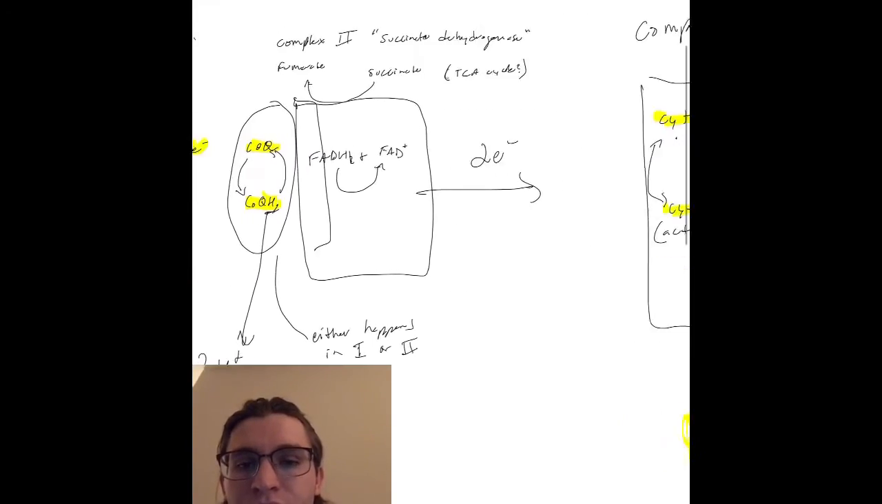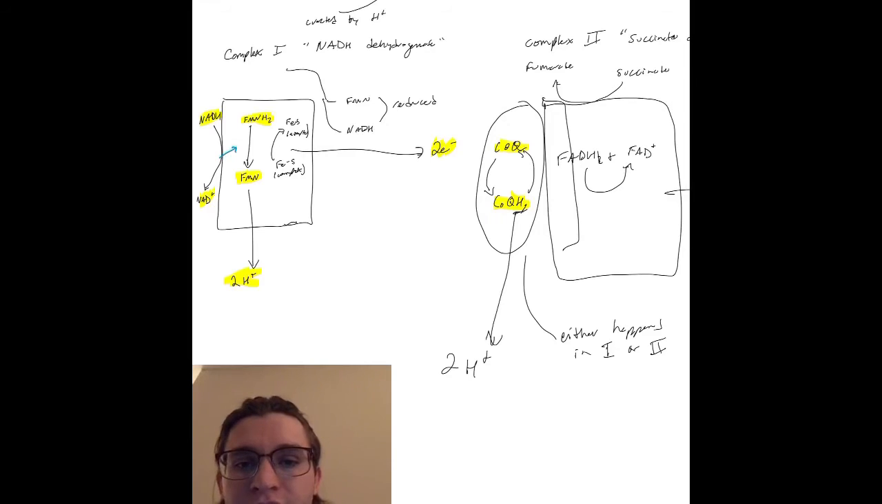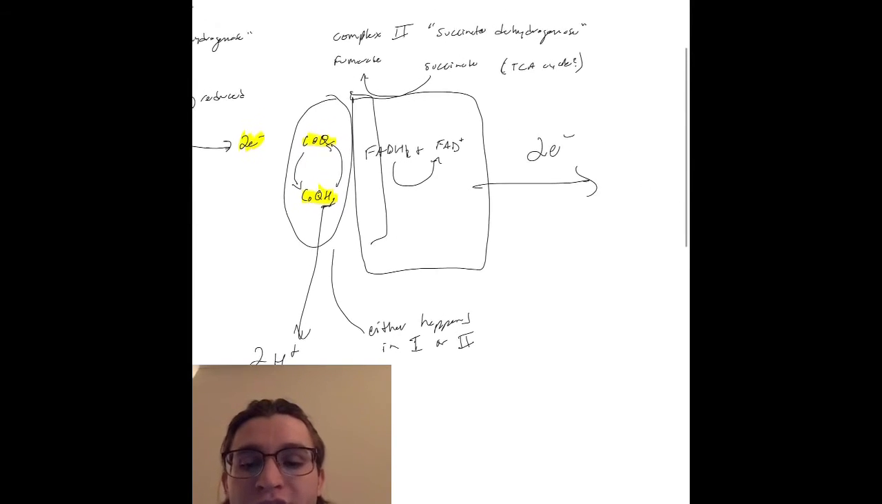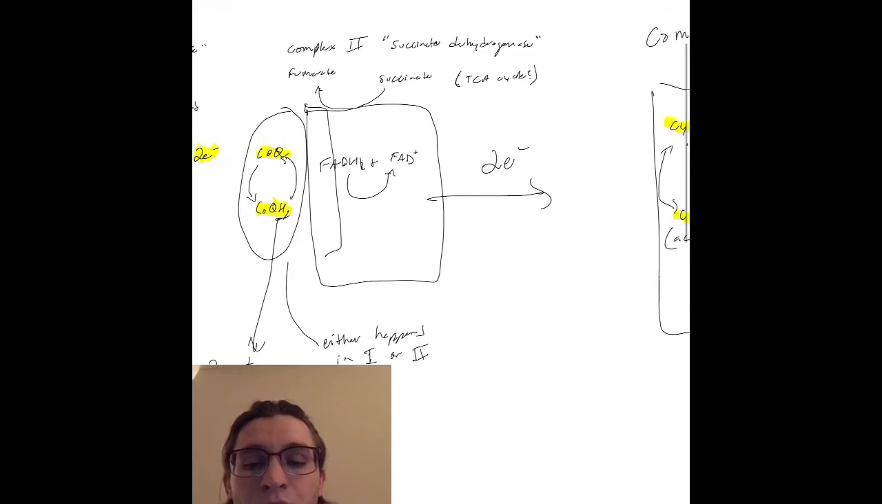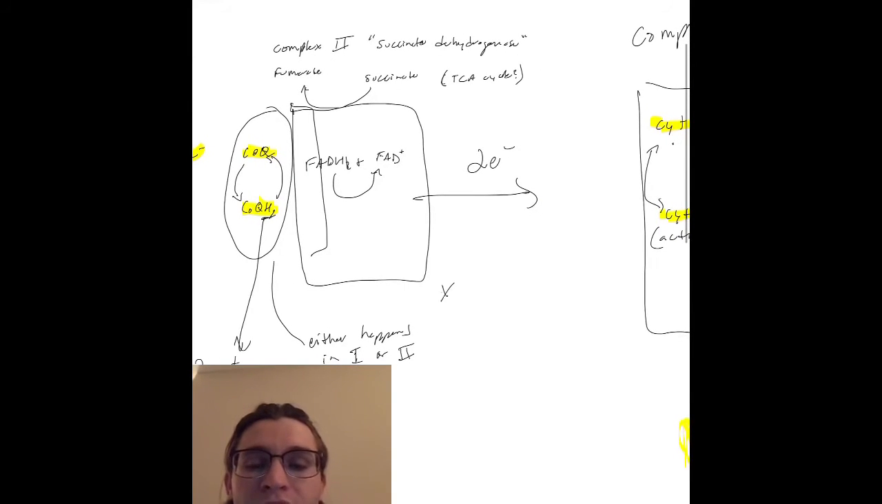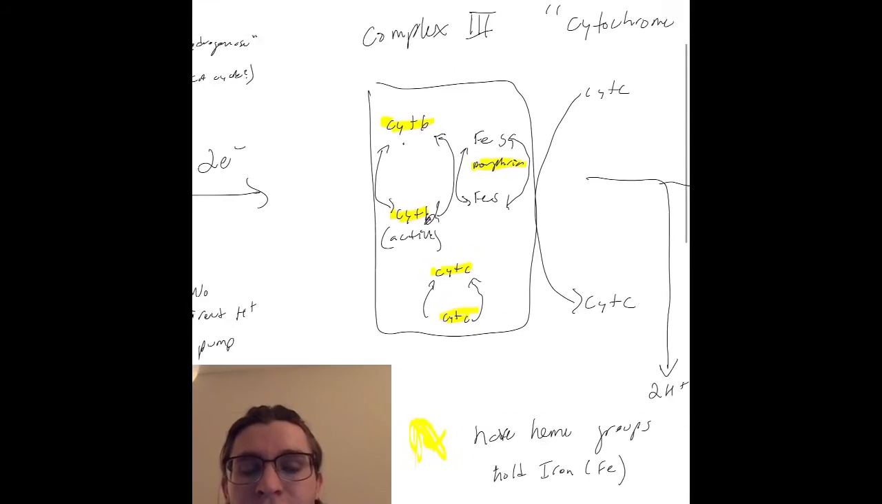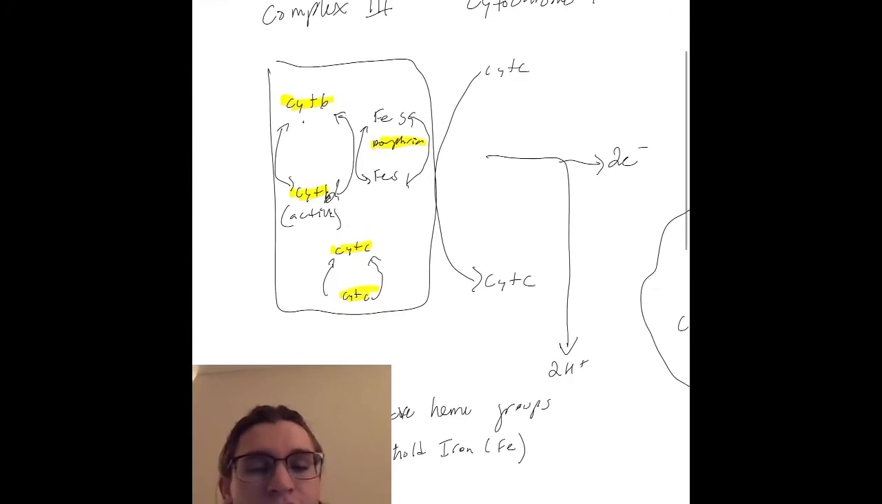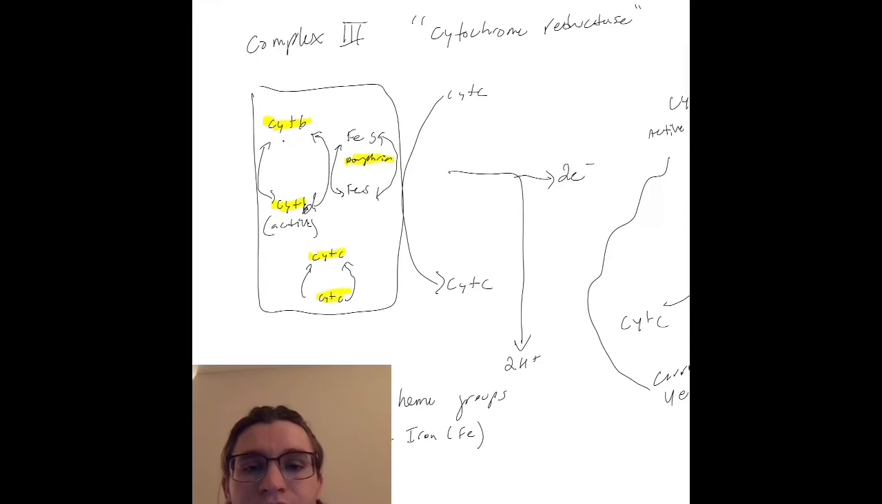So yeah, complex 1, we're pushing 2 electrons. Everything's getting reduced, and we're creating a certain environment with these hydrogens. We're making the matrix more acidic and the inner membrane more basophilic, so that we could create a gradient for these electrons to move down. There's no direct H plus pump here on complex 2. There is a pump on complex 3, and we're still pushing our electrons down.